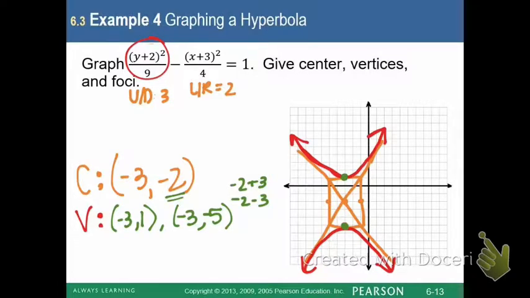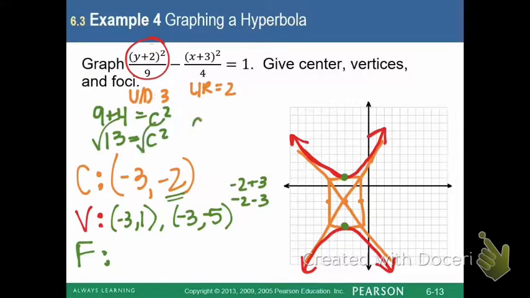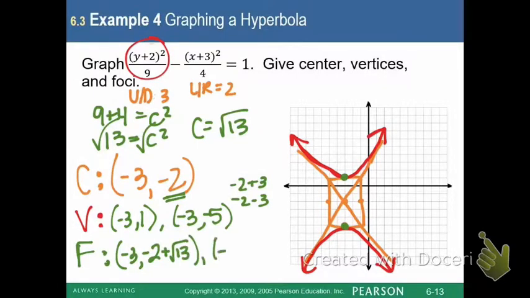Okay. And then last is finding the foci. So I have to go back up here, do my a squared plus b squared equals c squared. 13 is c squared. That cannot be simplified. So c is equal to the square root of 13. Again, it's the y value that's going to be changing from the center. So I'm going to keep my x value, take my y value and add root 13, and then subtract root 13.